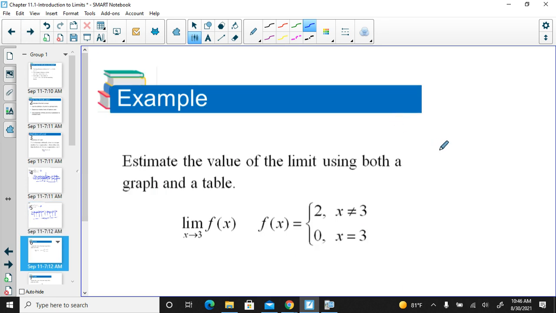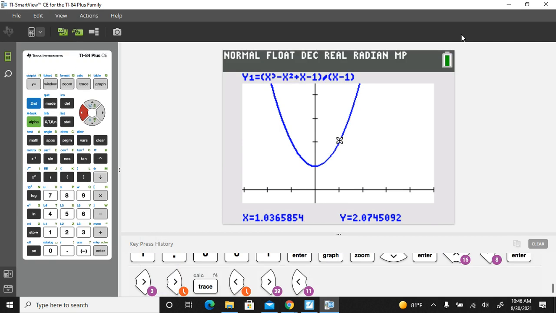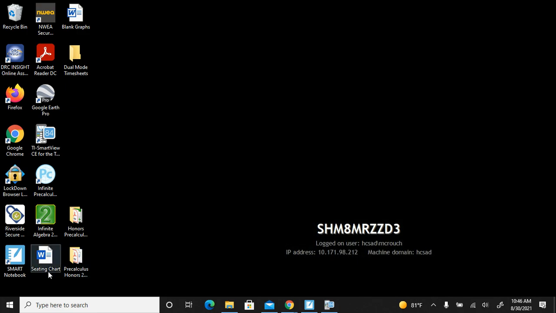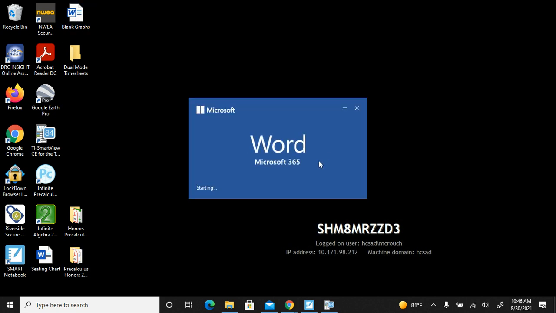Estimate the value of the limit using both a graph and a table. It's really hard to graph this in a calculator. You can if you really know your stuff, but I would guess that no one in this class knows how to. It's not really worth going over how to graph piecewise functions in your calculator. It's honestly just as easy, if not easier, to do it by hand. So let me get a blank graph here.